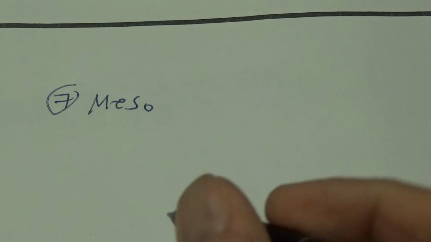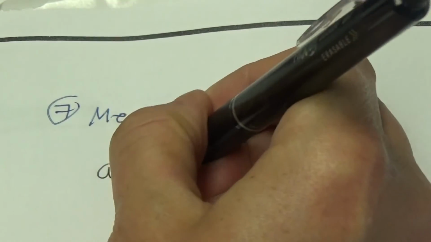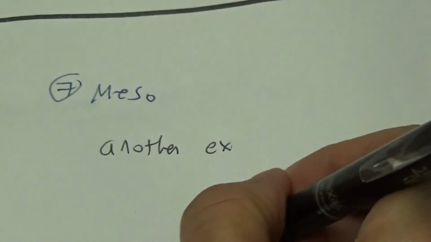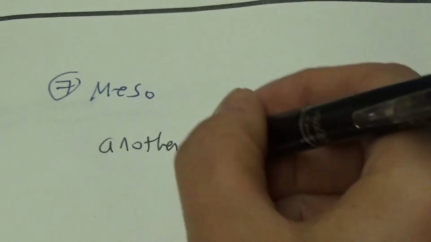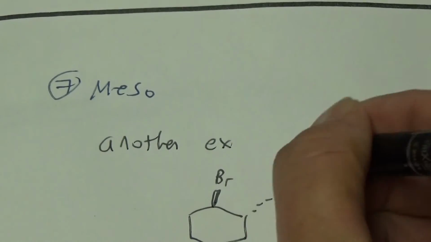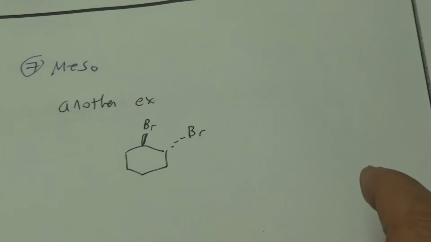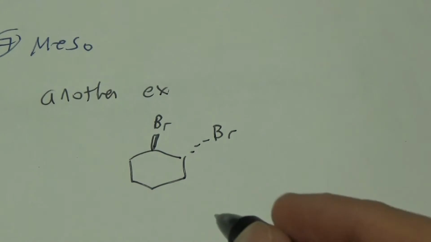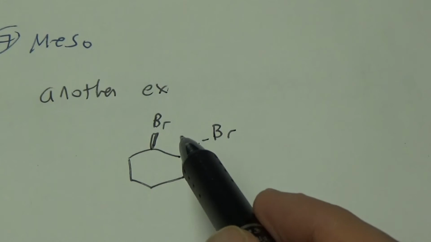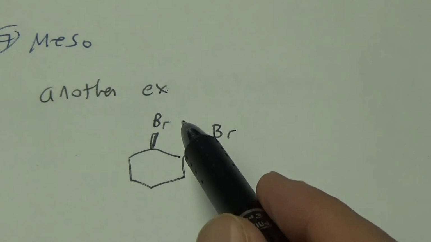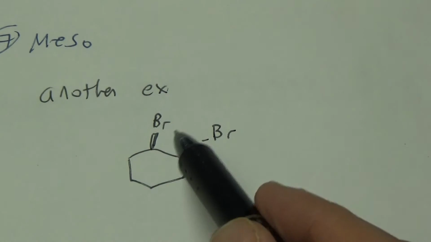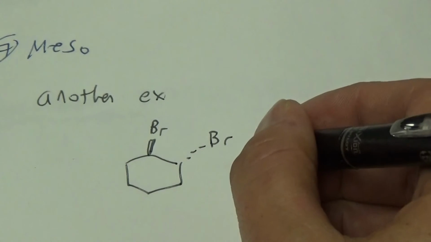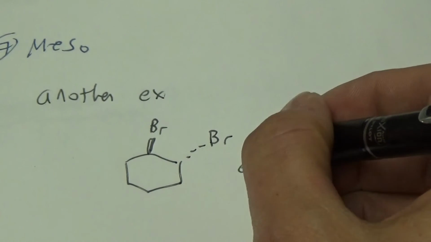Alright, so another example. Is that chiral or achiral? Or is it potentially meso? It's got two chiral centers, but it doesn't look meso because that's not a plane of symmetry, right? You need a clear plane of symmetry through the molecule that would make it meso and achiral. So it is chiral.